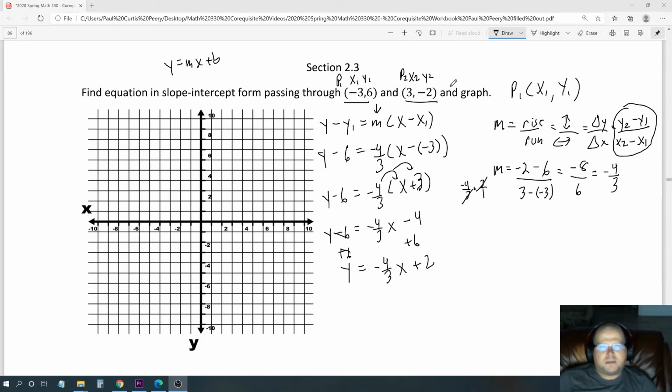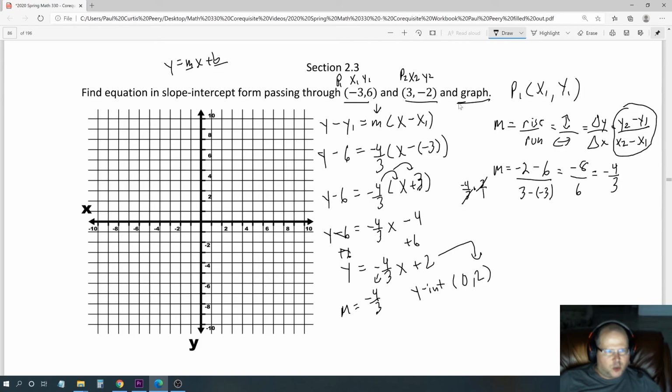Okay, but we're not done because it wants us to graph this. That's okay. The y-intercept is equal to (0, 2). And the slope is equal to negative 4 thirds. That's how we can interpret that, right? That right there. And this 2 over there goes over here. Because we solved for y, we put it in the slope-intercept form. So we have slope, and we have the y-intercept. That's why it's called slope-intercept, right?